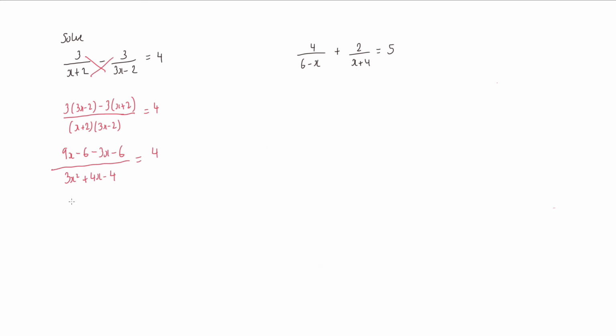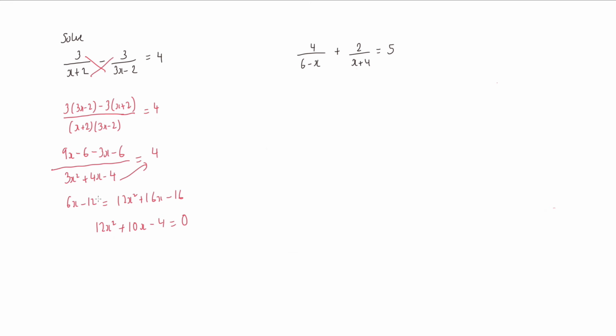So if you simplify that, that's going to give 6x minus 12 equals, cross multiply this by 4. So 4 times 3x squared is 12x squared. 4 times 4x is 16x. And then 4 times minus 4 is minus 16. Move the 6x and minus 12 to the right hand side. So you'll get 12x squared plus 16x minus 6x is 10x. And then minus 16 plus 12 minus 4 equals 0.